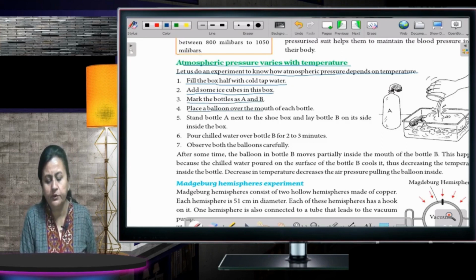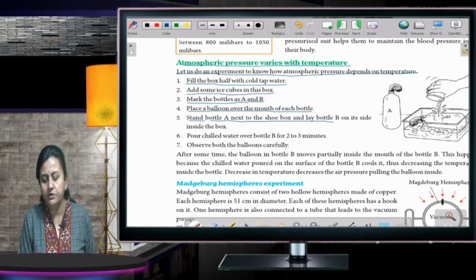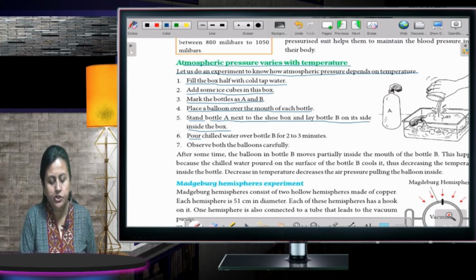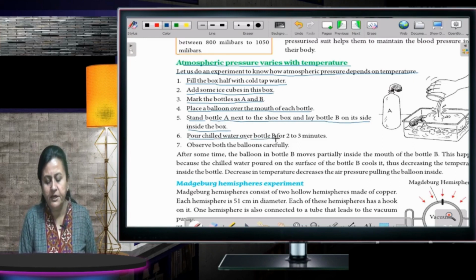Place a balloon over the mouth of each bottle. Stand bottle A next to the shoe box and lay bottle B inside the box, as you can see here. Pour chilled water over bottle B for 2 to 3 minutes. Observe both the balloons carefully.